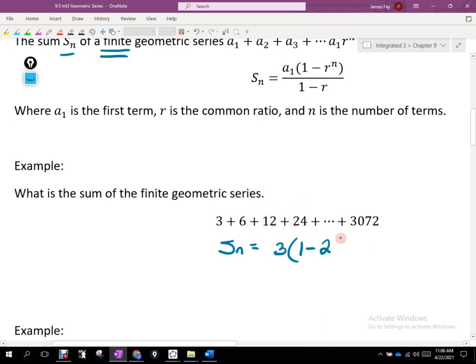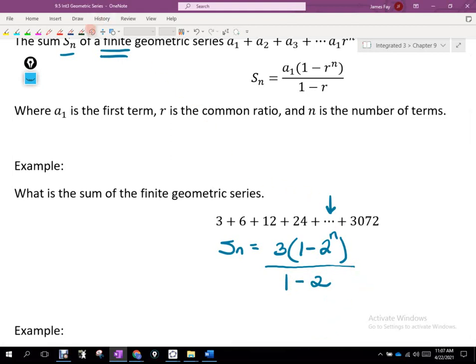Now n. Think about what n is. n is the number of terms that we're adding together. Because of these ellipses, we don't really know how many that is, right? So I'm just going to put n in here for now. And we'll have to do some scratch work on the side to see if we can figure out what that is. And then 1 minus r would be 1 minus 2. Is that okay? Now let's go find n.